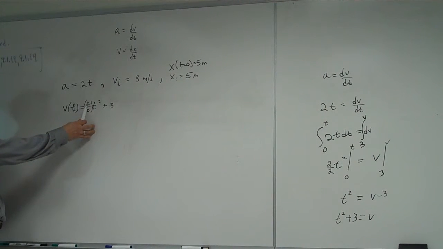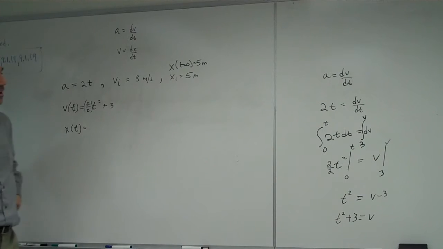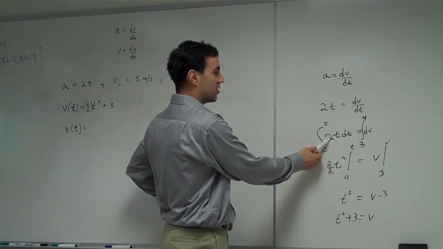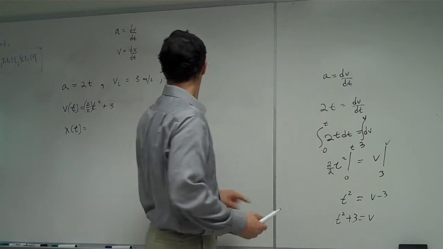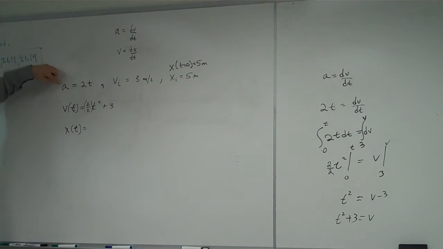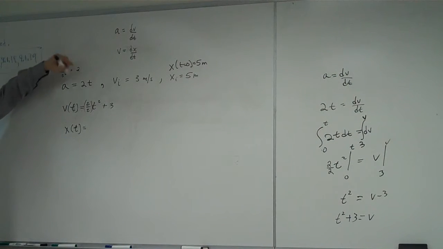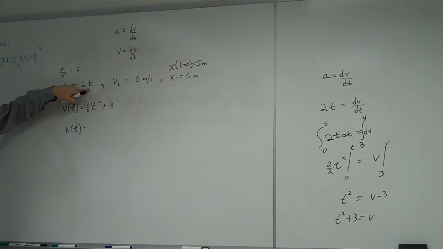And that 2 has some units to it. Let's see, what units does this 2 have? Well, the acceleration is equal to 2t. What units does acceleration have? Zach. Meters per second squared. Okay, so that side has to be meters per second squared. What units does the t have, Max? Seconds. So what units does the 2 have to have, anybody? Meters per second cubed. Yes. So that 2 has to be meters per second cubed.